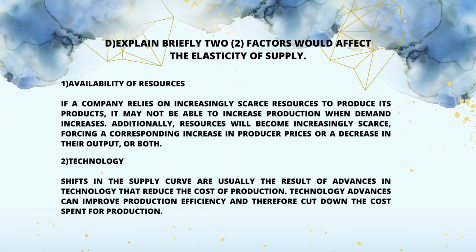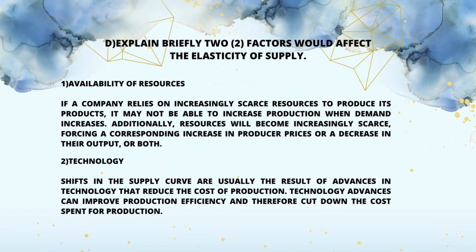D. Explain briefly two factors that would affect the elasticity of supply. The first one is availability of resources. If a company relies on increasingly scarce resources to produce its product, it may not be able to increase production when demand increases. Additionally, resources will become increasingly scarce, forcing a corresponding increase in product price or a decrease in output, or both.